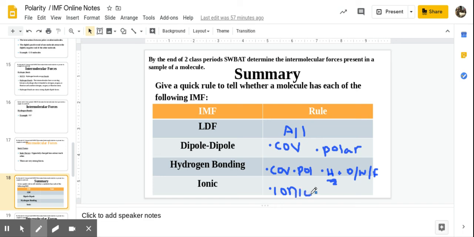All right. I'm going to stop this video here and then pick up on the next one with actually applying this information that we have now, figuring out what a molecule has in it and then what that means.